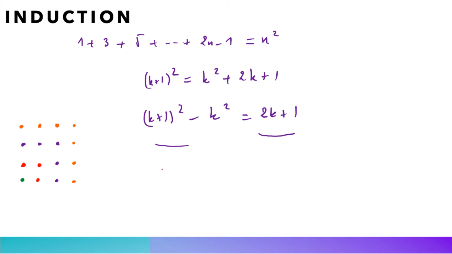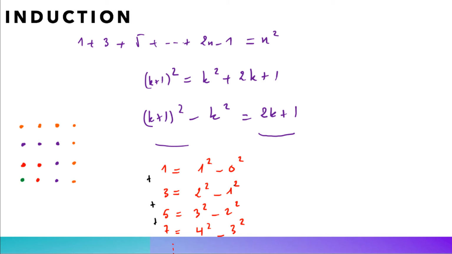From this, we derive the fact that 1 is equal to 1 squared minus 0 squared, 3 is equal to 2 squared minus 1 squared, 5 is equal to 3 squared minus 2 squared, and 7 is equal to 4 squared minus 3 squared, and so on and so forth. Now adding 1 plus 3 plus 5 plus 7 and so on and so forth is the same thing as adding 1 squared minus 0 squared plus 2 squared minus 1 squared plus 3 squared minus 2 squared plus 4 squared minus 3 squared, etc.